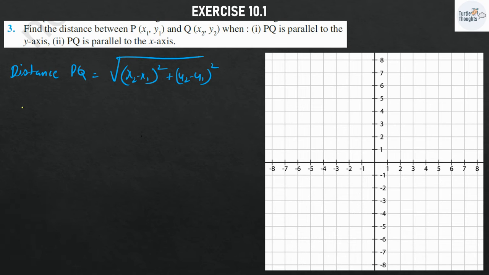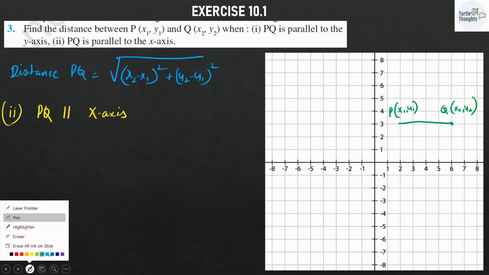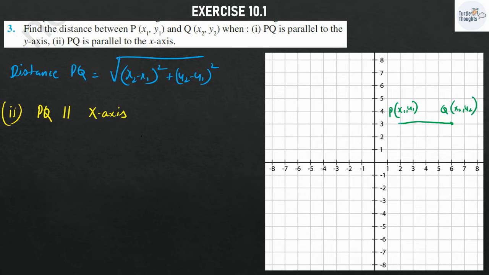Now, the second sub question, when PQ is parallel to the x-axis. Now I can consider any line which is parallel to the x-axis. So let me consider this line. Say this is your point P, which is (x1, y1), and this is your point Q, which is (x2, y2). Let me write the coordinates of the same. I can write the point P as, say, (2, 3), and Q is going to be (6, 3).